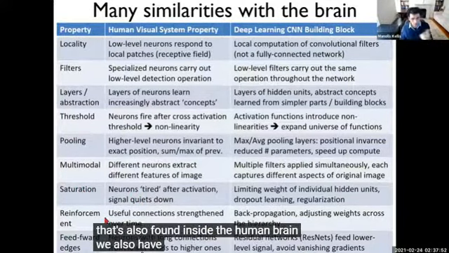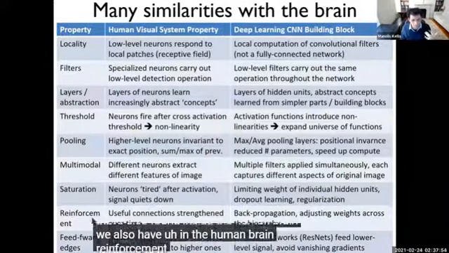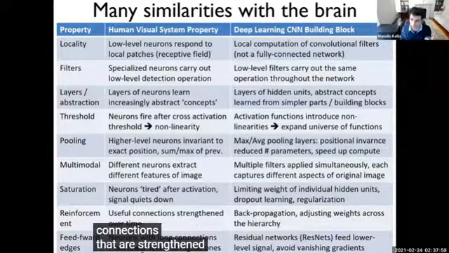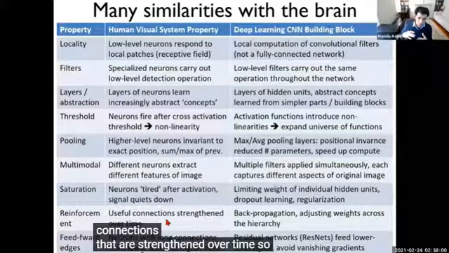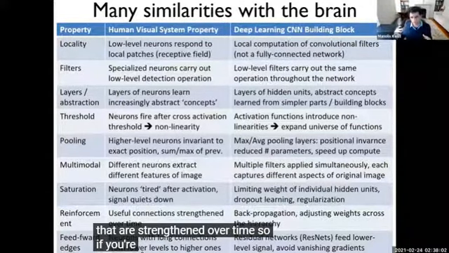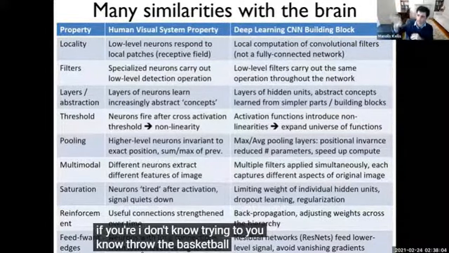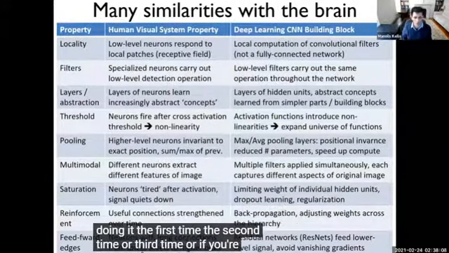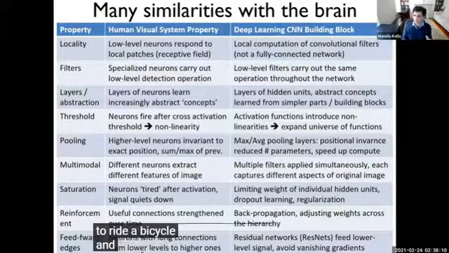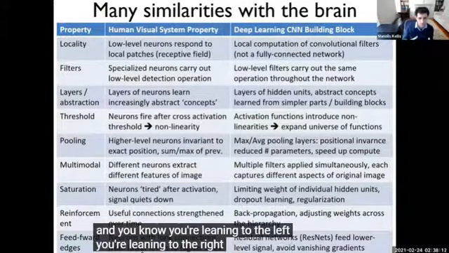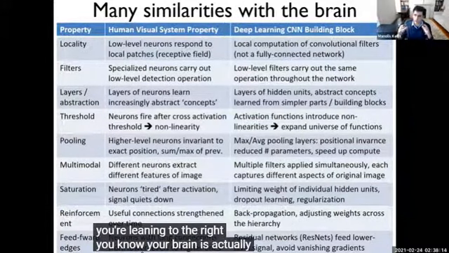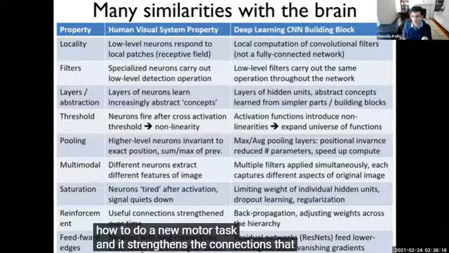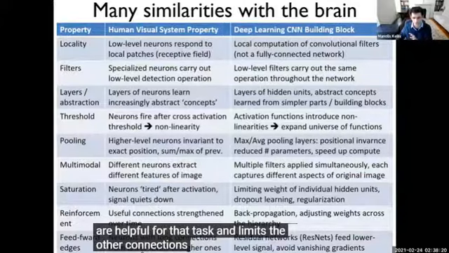We also have in the human brain reinforcement. There are useful connections that are strengthened over time. So if you're trying to throw the basketball in and you're doing it the first time, the second time, or the third time, or if you're trying to ride a bicycle and you're leaning to the left, you're leaning to the right, your brain is learning how to do a new motor task, and it strengthens the connections that are helpful for that task and limits the other connections.